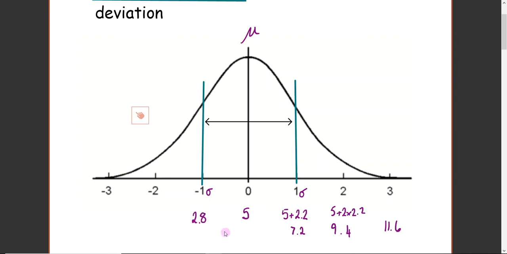Okay? And then going down, this would be 2.8. All right? This would be 0.6. And this would be 1.6.